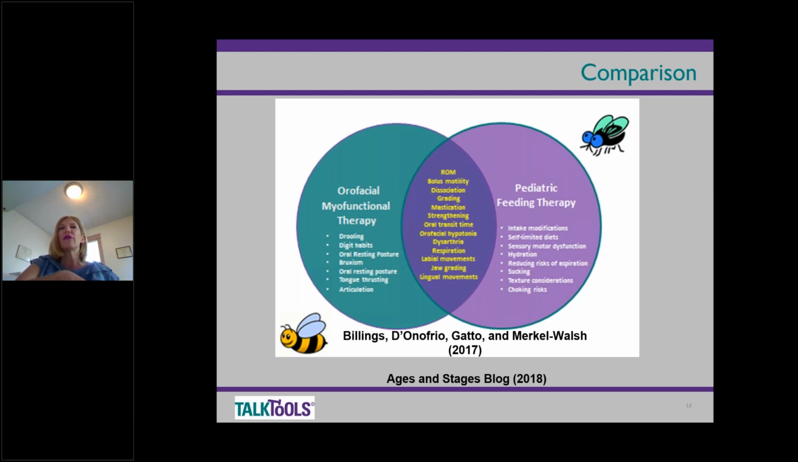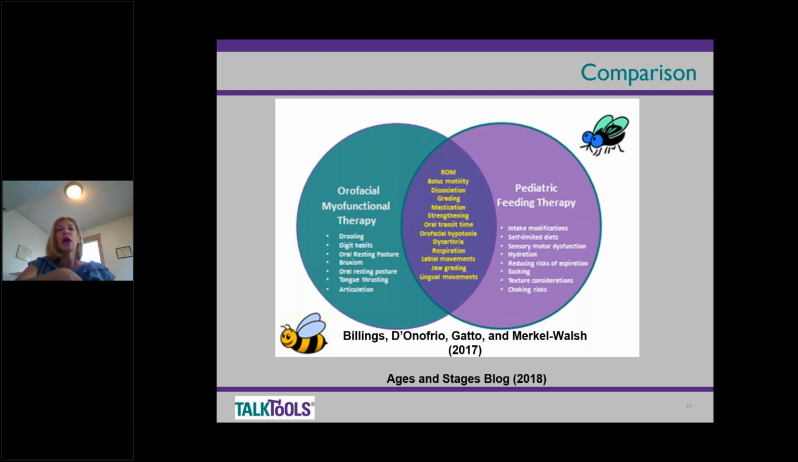So in orofacial myofunctional therapy, our goals are drooling, digit habits, oral resting posture, bruxism, tongue thrusting, articulation, whereas in pediatric feeding therapy, we also work on intake modifications, self-limited diets, sensory motor dysfunction, hydration, reducing the risks of aspiration, suck training, texture considerations, and choking risks. And then there's that overlap, okay?